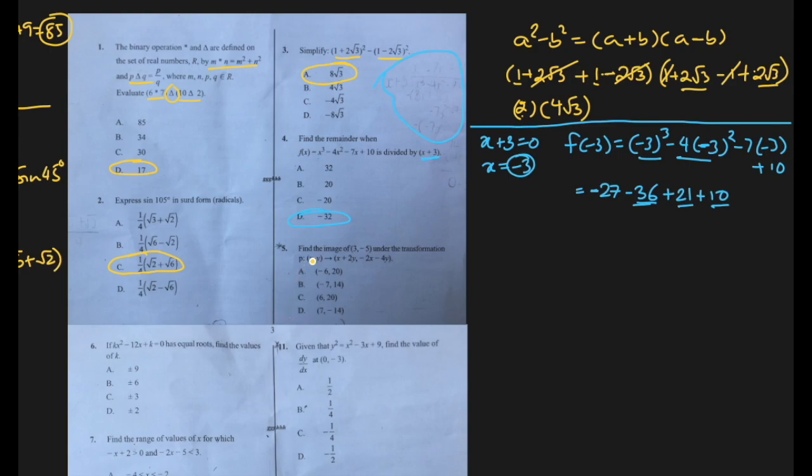Number 5. Find the image of 3, minus 5 under the transformation, this one. First, let's interpret the transformation. It is 1x plus 2y, and that will become our transformation matrix's first row, 1, 2. Minus 2, minus 4 will become the second. So minus 2 and minus 4.